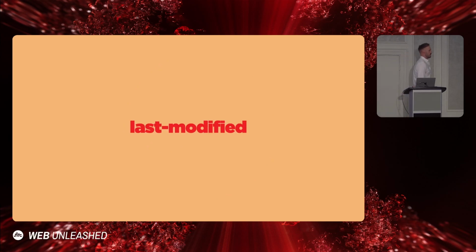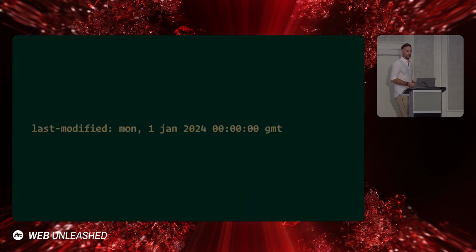This one might surprise you as well. Last modified, we can get rid of this. Last modified isn't our preferred way of doing revalidation. Last modified is also a timestamp. Predictably, it is when the file was last modified. But it's not actually that reliable, and we'll come back to why it isn't very reliable shortly.